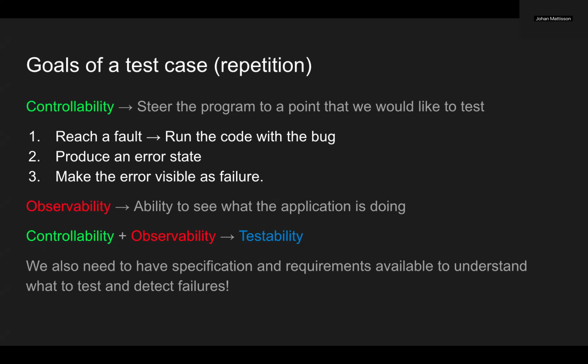If we can reach the code, but there is no way we can actually see the fault, then we're not able to observe the error state, right? Then we can't test it. So we need to figure out a way to do that. We also need to have specification and requirements available to understand what to test and detect failures. We talked about that last time. The requirements are what steers what we want to test. The tests are supposed to verify that we have done the right thing, right?